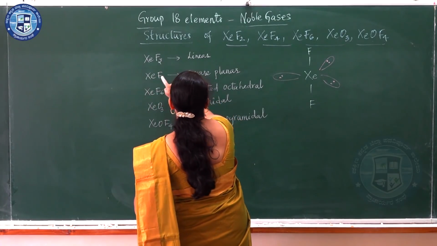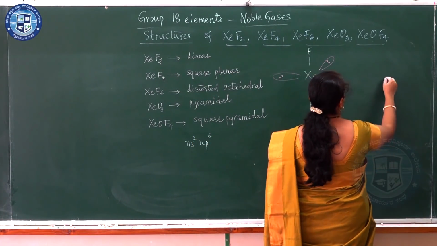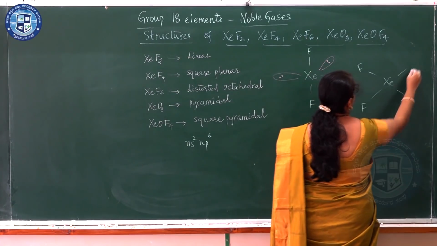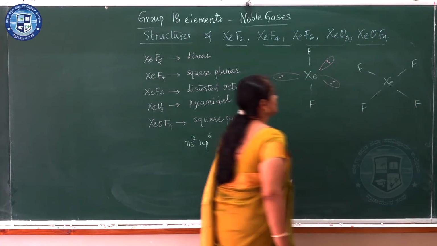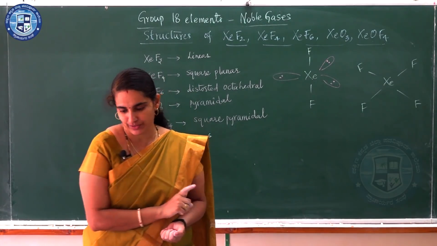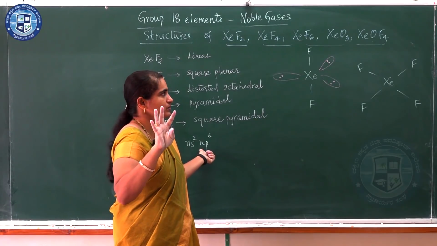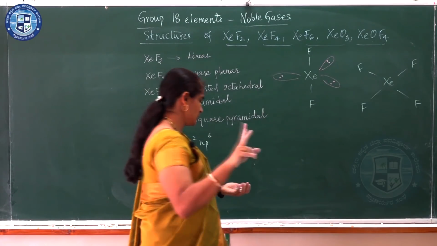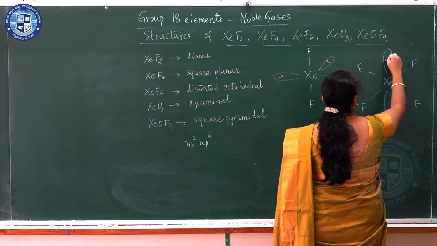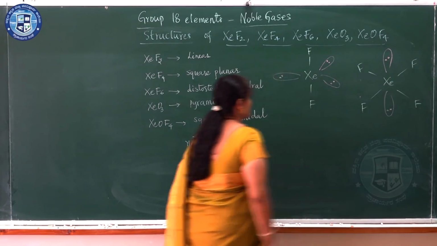Next, if I go for XeF4 square planar, I have Xe at the center. Draw a square with F, F, F and F. Now if you count the number of unpaired electrons in the case of XeF4, how many do we get? Totally 8 electrons, in that 4 are used. So I am left with 4 electrons or 2 pairs of electrons, which are left as it is like this. 2 pairs. Square planar, if you join all of these, you will end up with that square planar. I am not going to do those.